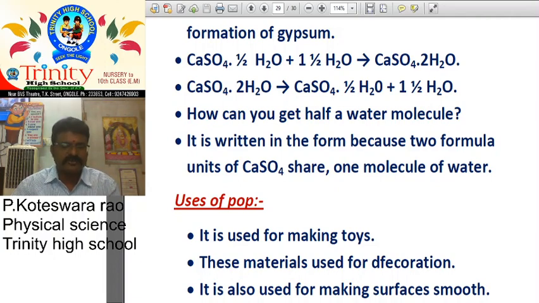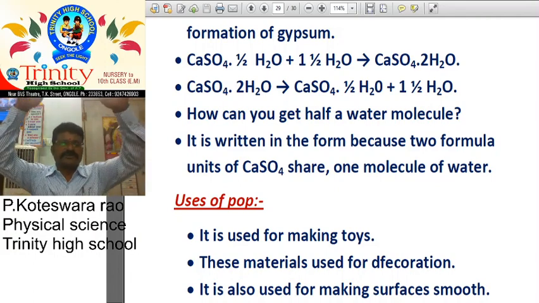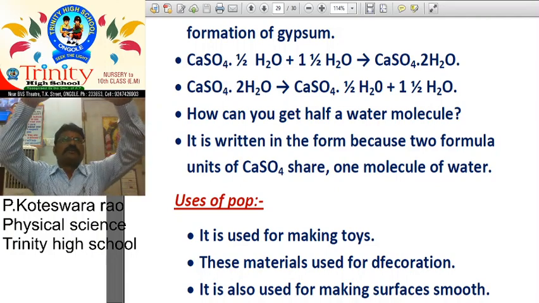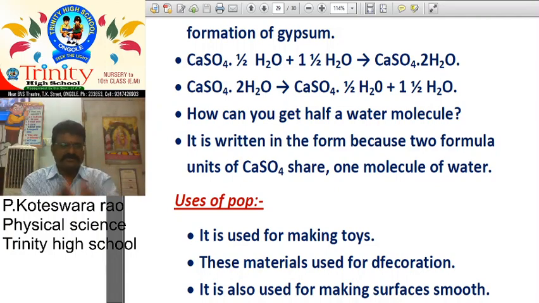It is used for making toys. In Vinayaka Chaturthi, they prepare different types of Vinayaka statues and toys. How? They use POP, plaster of Paris. With the help of plaster of Paris, they prepare the statues of Vinayaka. So the first use is making toys. In our houses also there are so many toys prepared from POP.